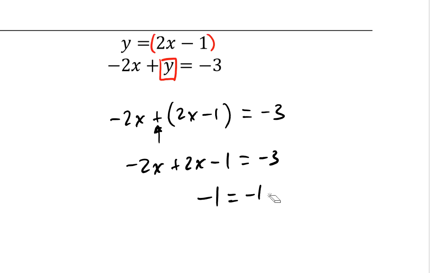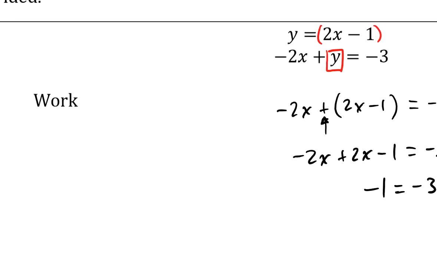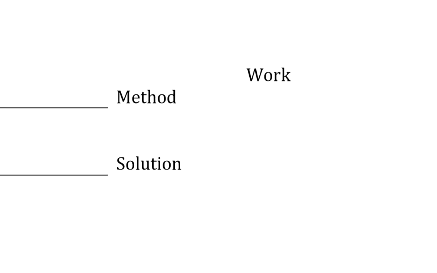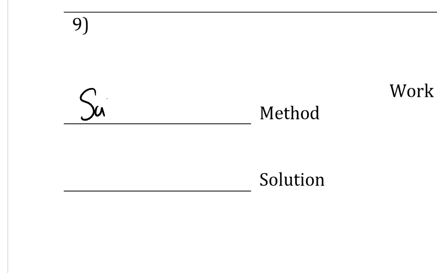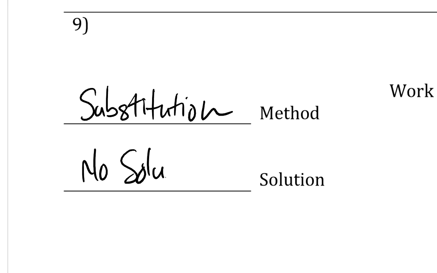So this system, if I looked at it in both y equals forms, these have to be parallel lines, right? There's no solution to this system. They're not going to cross. This is a contradiction. So the method that I used was substitution, and I collapsed at the fact that there was no solution.